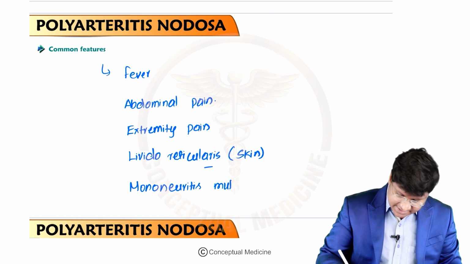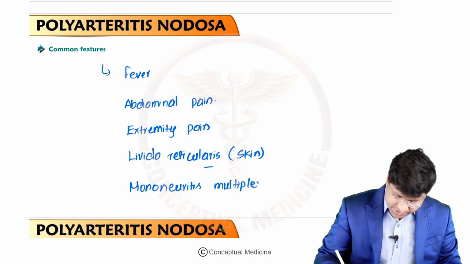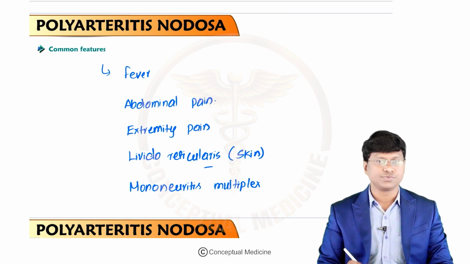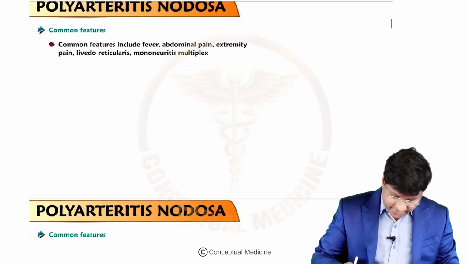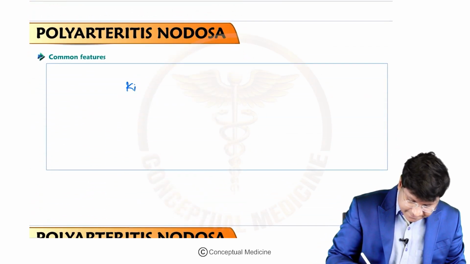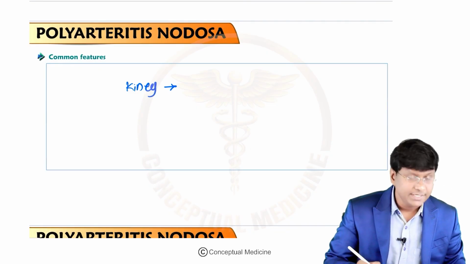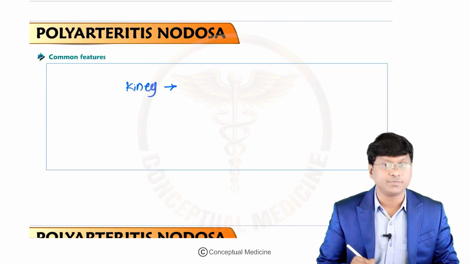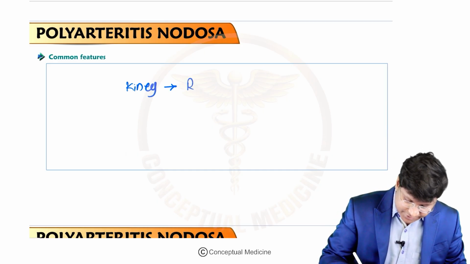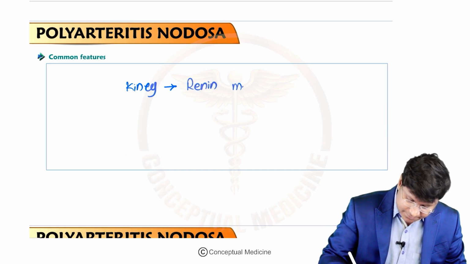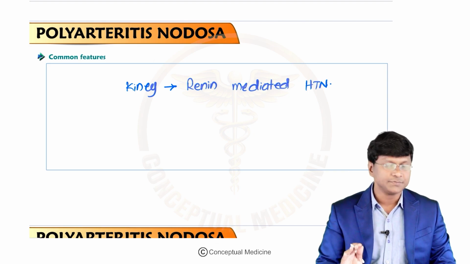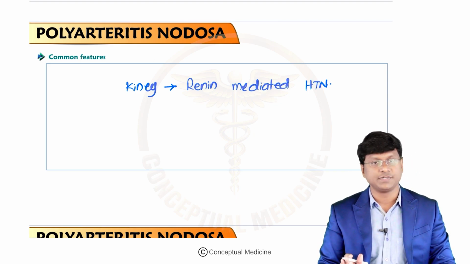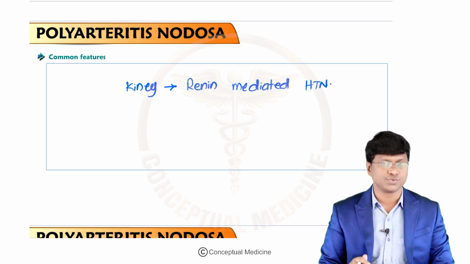I'll discuss in detail these manifestations in patients with polyarteritis nodosa, but these are the common features the individual will have. There is also involvement of the kidney, and because of the involvement of the kidney, that will cause renin mediated hypertension. So these are the common features that you will see in patients with polyarteritis nodosa.